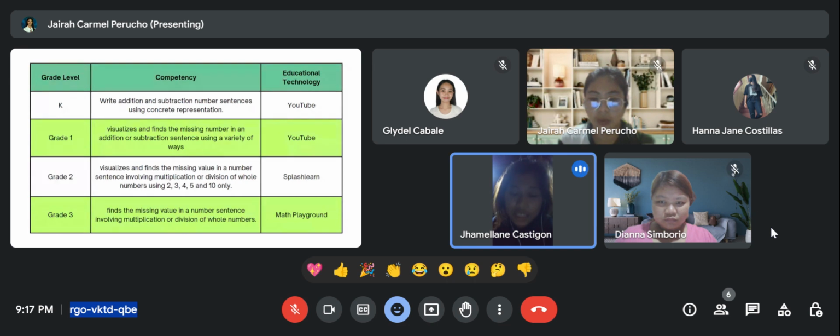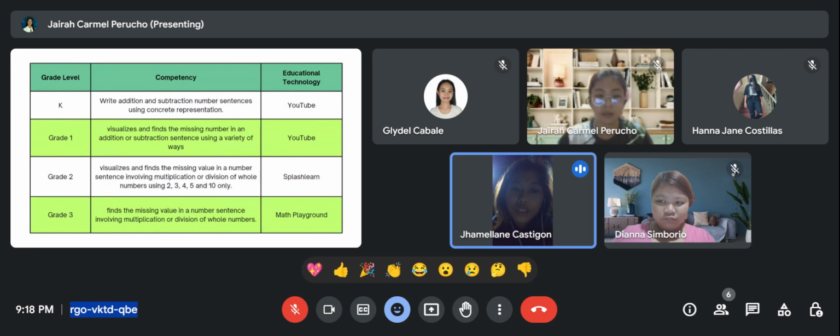For grade 3 level, in this competency, Math Playground is an excellent educational tool to practice finding missing values in multiplication or division number sentences. Educators can assign interactive games and activities on Math Playground that offer scaffolded practice opportunities, allowing students to strengthen their problem-solving skills and deepen their understanding of mathematical operations.